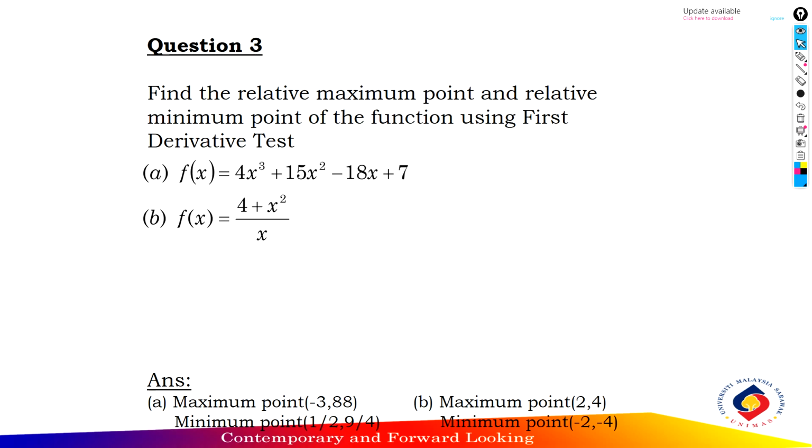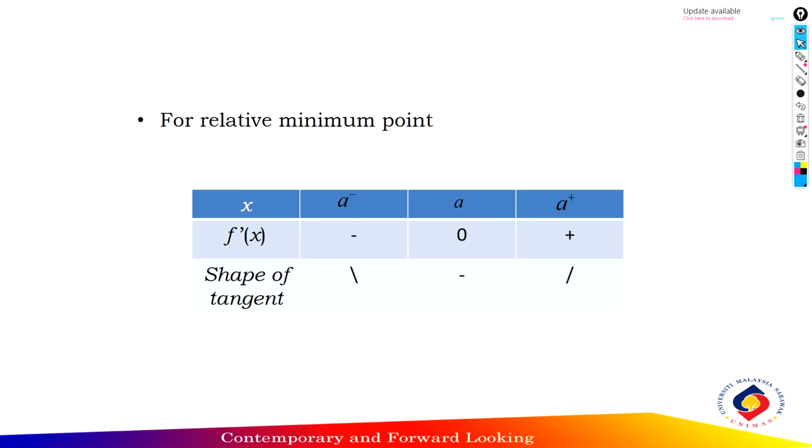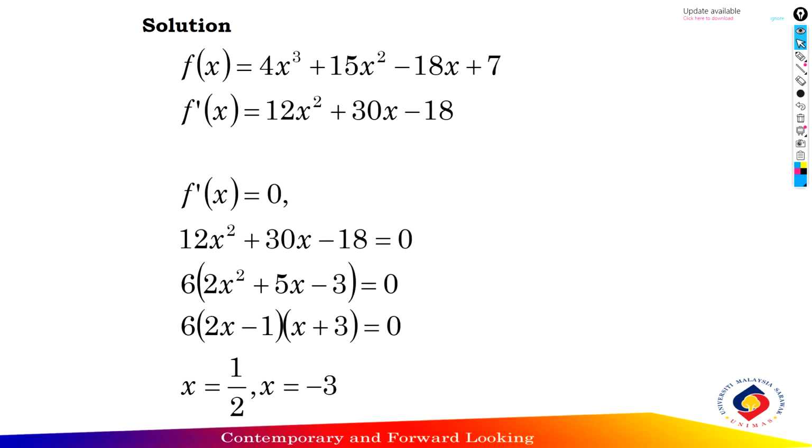Okay, question 3. Find the relative maximum point and the relative minimum using the first derivative test. f(x) equals 4x cubed plus 15x squared minus 18x plus 7. Okay, given the cubic function f(x) equals 4x cubed plus 15x squared minus 18x plus 7.